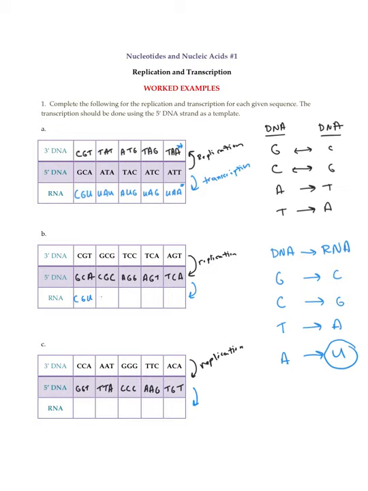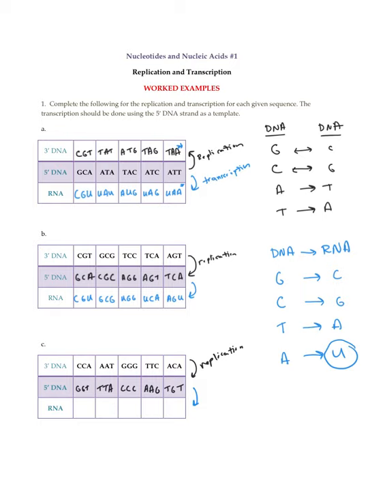CGC is going to go GCG. AGG is going to be UGG. AGT is going to become UCA. AGU for TCA.